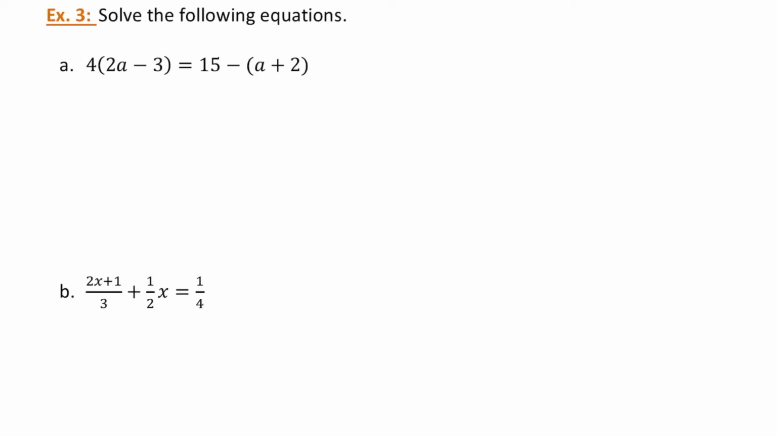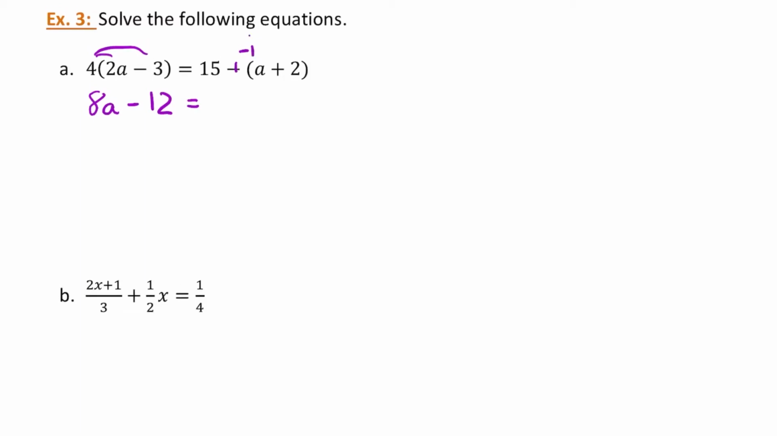If you take this first equation here and multiply your 4 times my 2a minus 3, I'll get 8a minus 12 equals, and then over here on the right-hand side, I'm going to go ahead and multiply my -1 times both a and 2. So I'll get 15 minus a minus 2. Now, if my variable's on both sides of my equation, I want to go ahead and isolate it on one side. So I'm going to do a couple of things here.